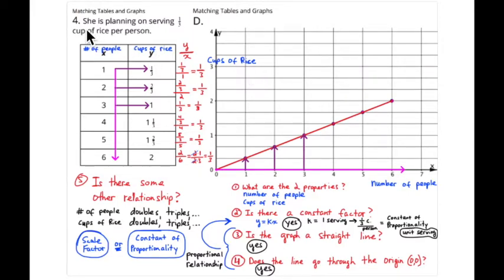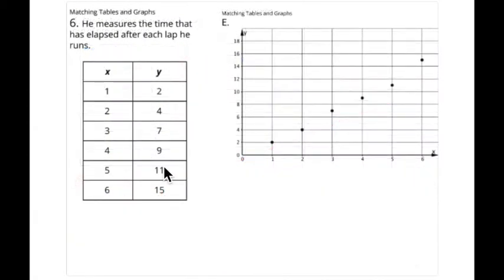So table 4, graph D, cups of rice per person. So table 6 matches graph E and says he measures the time that has elapsed after each lap he runs. So it's going to be time per lap. So y is going to be the time. It's y per x, so y is going to be the time and x is going to be the lap. Y, or time per lap.